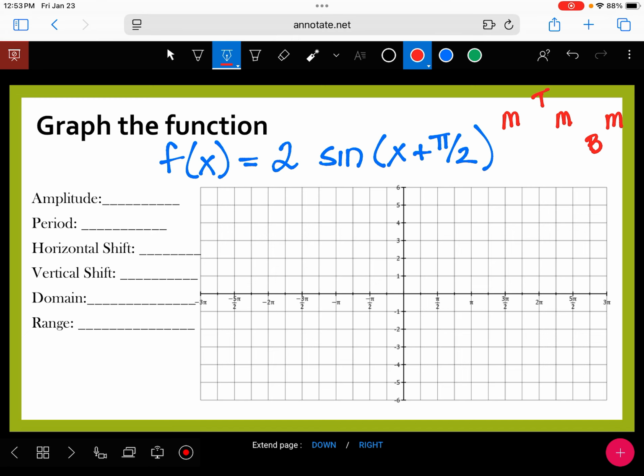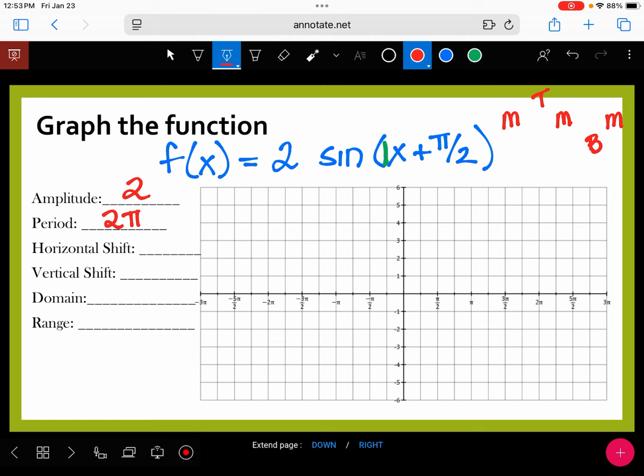Okay, so let's start filling in this information. You have blank lines, and I think you need to add one more line. So what is the amplitude? 2. That tells us how far from the midline we go up or down. The period: we're going to stick with a period of 2 pi, because the formula says take 2 pi and divide it by whatever this number is. We're going to start off by just keeping it 1, so our period is 2 pi.